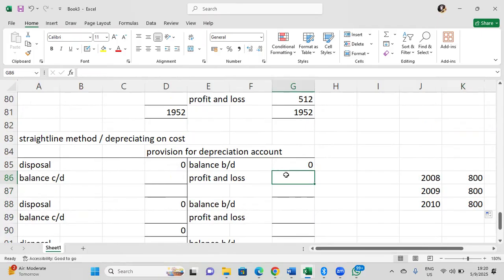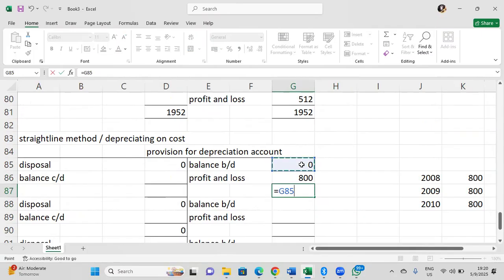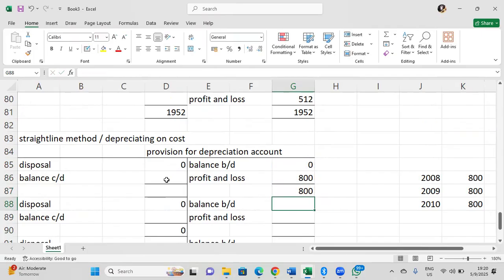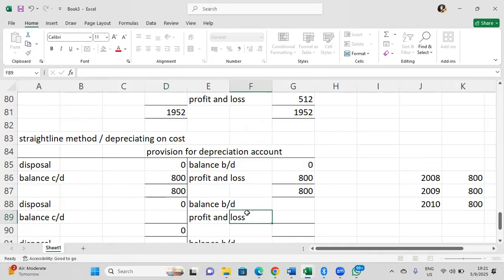Okay, so for the first year, remember profit and loss takes the depreciation for that year, which is 800. The difference is that for reducing balance it was changing, but here it is the same throughout. So the depreciation for the reducing balance was changing, but for the straight line, it is the same. Take note, the balance CD is the balance BD here. Then for the profit and loss, you put the depreciation for the year, the 800.